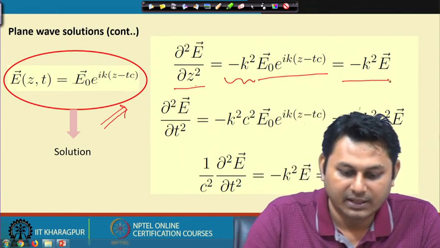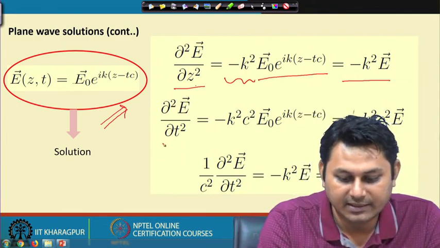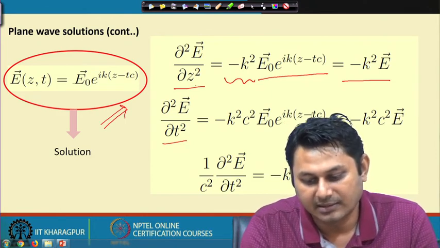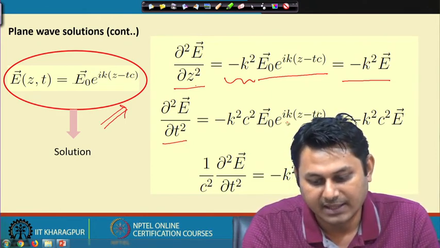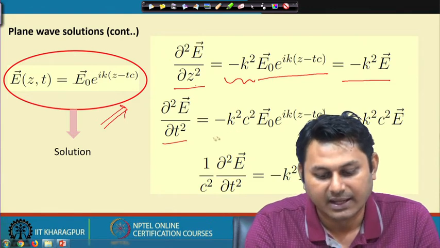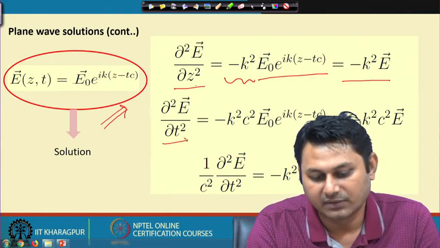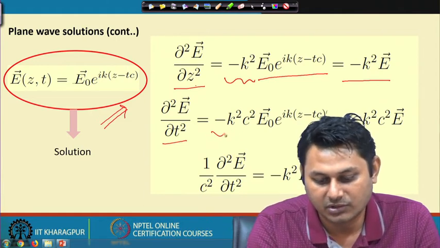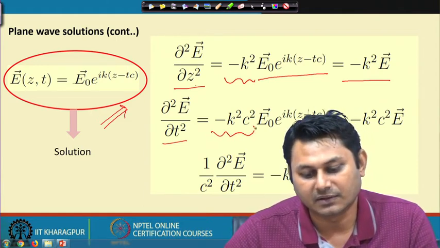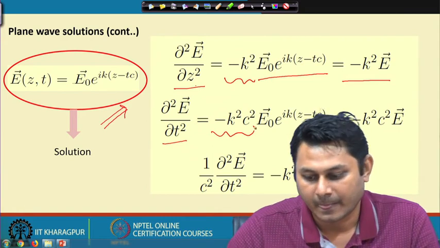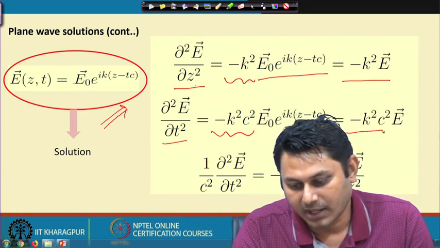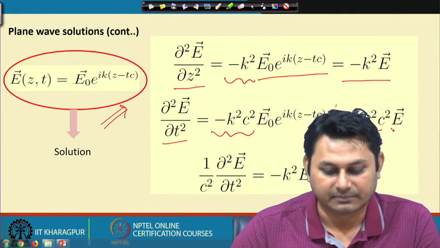In a similar way, if I do del 2 E del t square, I will have a term i k c with a negative sign. So, i k c will come outside. Again, if I take a derivative over t, another i k c term will come. So, eventually I will have minus k square c square, and then I will have minus k square c square times E in this case.